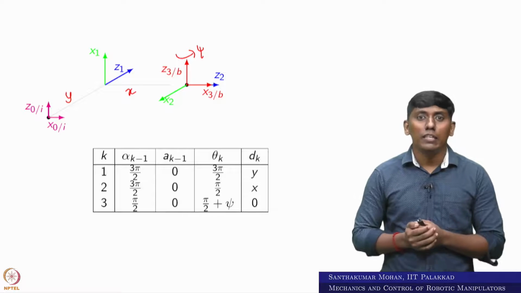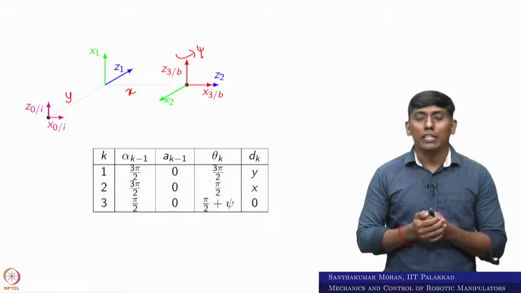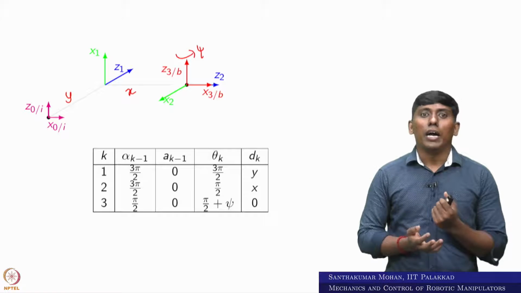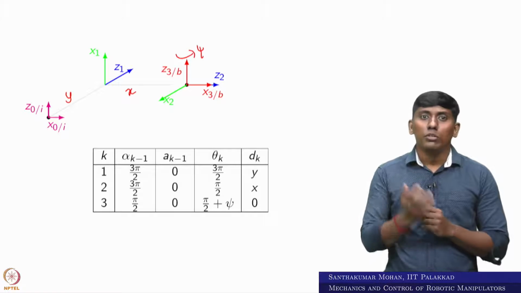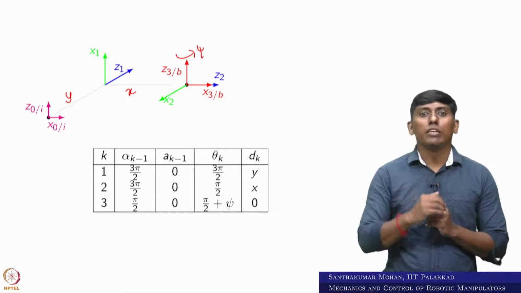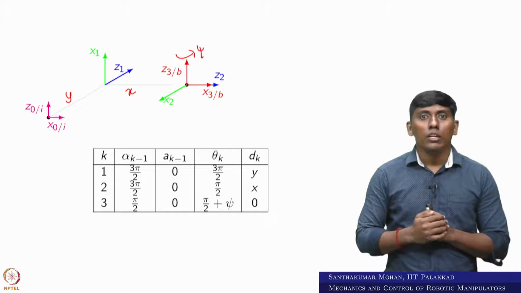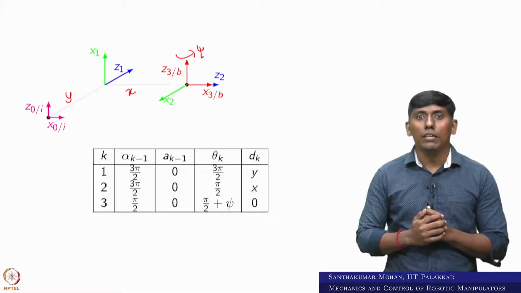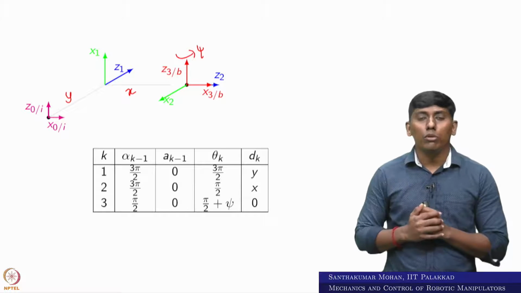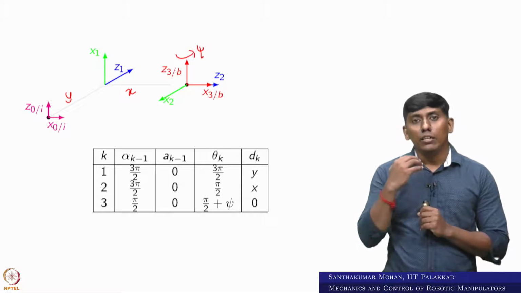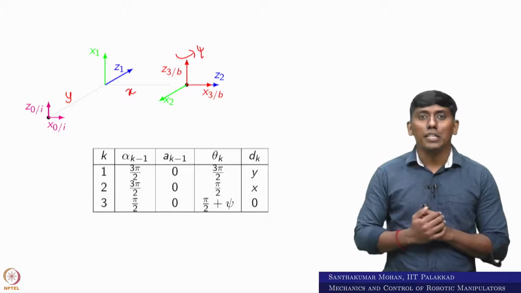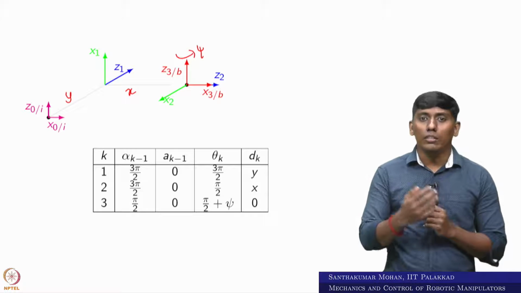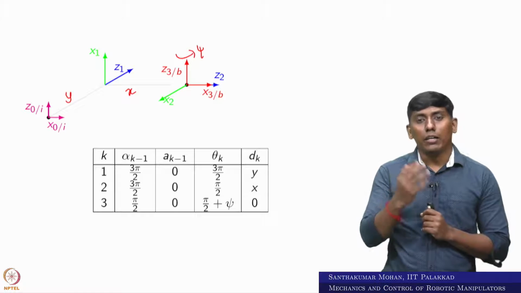We can see alpha k minus 1, in this case alpha 0. So alpha 0 is rotation about x0, where z0 is parallel to z1. You can see it is rotated 270 degrees, which is why it is 3 pi by 2. Further, the theta k, in this sense theta 1: you can see x1 and x0 have a minus 90 or 270 degree rotation about z1. Like that you can derive all the other joints, 2 and 3.